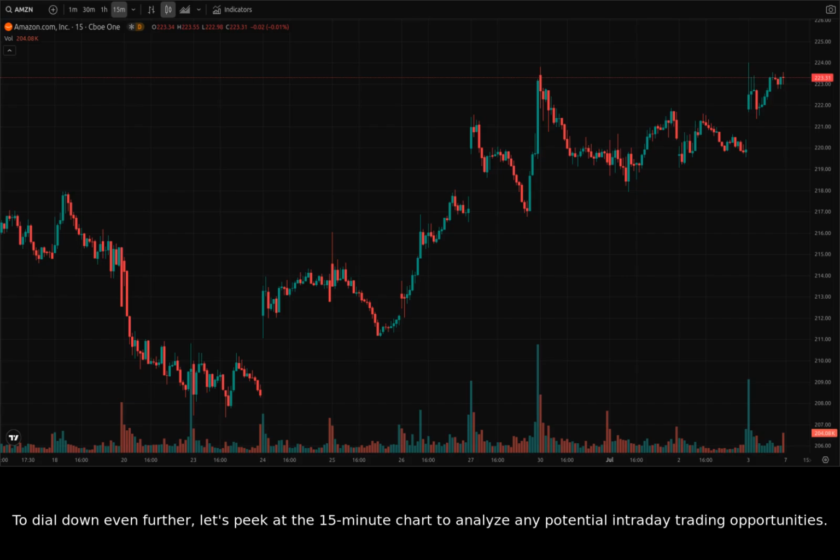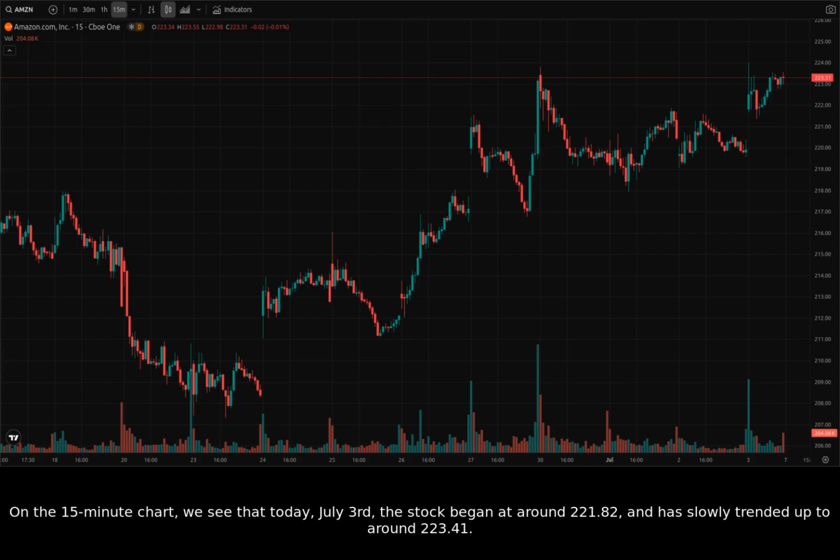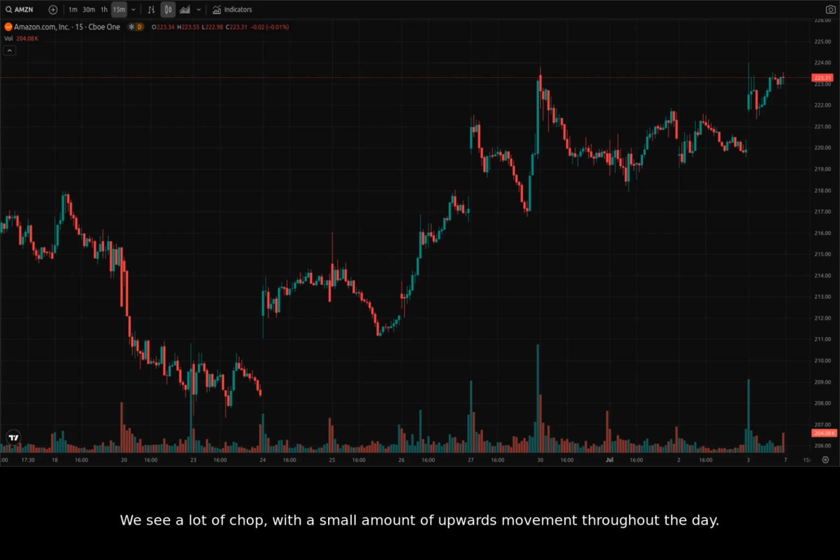To dial down even further, let's peek at the 15-minute chart to analyze any potential intraday trading opportunities. On the 15-minute chart, we see that today, July 3rd, the stock began at around 221.82 and has slowly trended up to around 223.41. We see a lot of chop, with a small amount of upwards movement throughout the day. So for short-term trading, watch for breakouts above 224 or drops below the 222 level. However, it's not giving super strong signals at the moment.